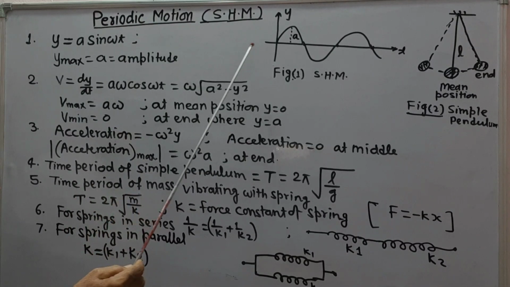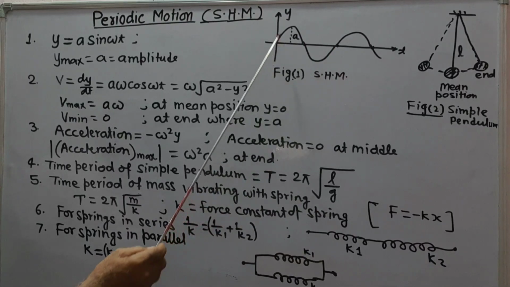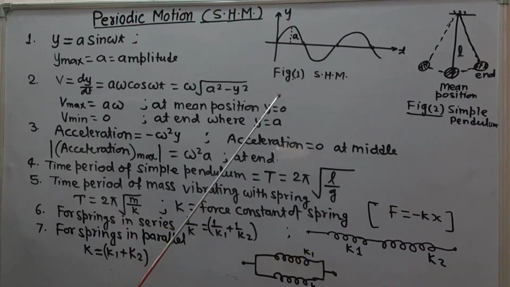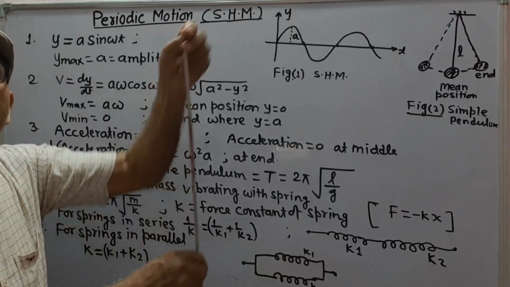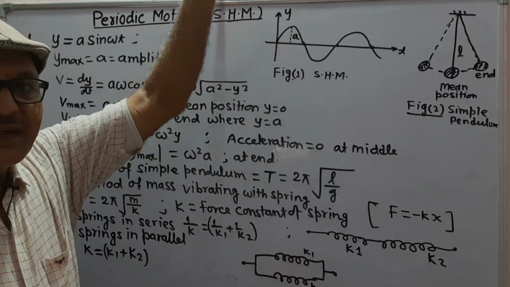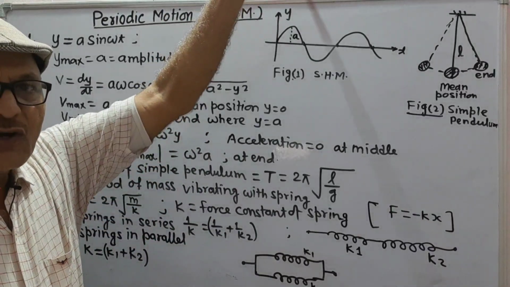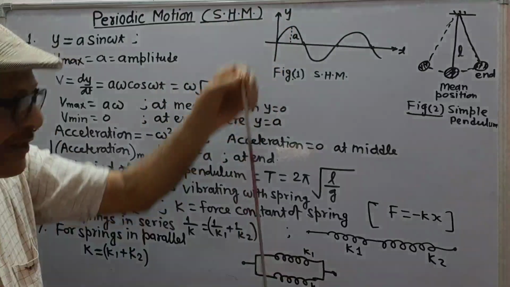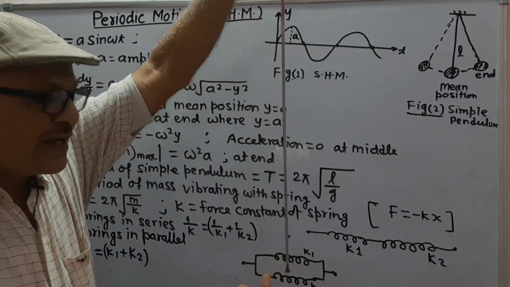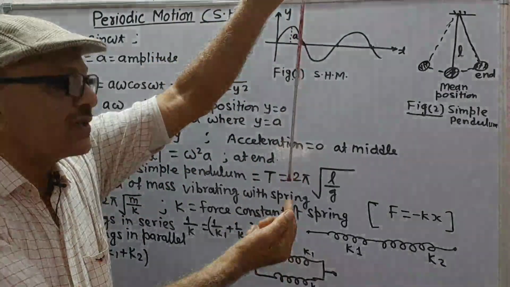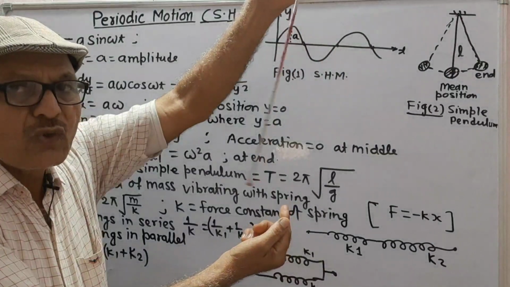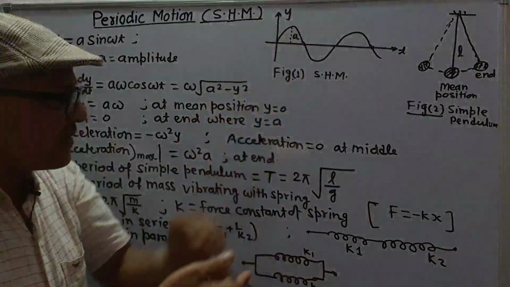Periodic motion represents simple harmonic motion, SHM, in which a particle moves to and fro of a mean position, just like a compound pendulum or simple pendulum which oscillates about a mean position. Suppose this is the mean position, it moves to and fro of the mean position.